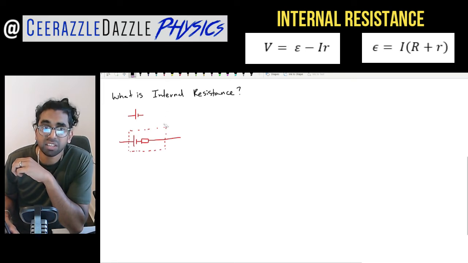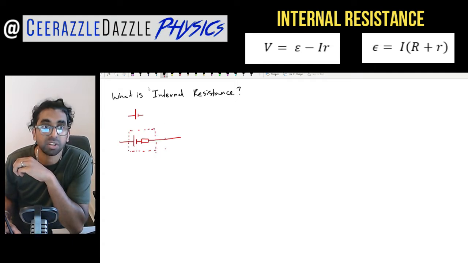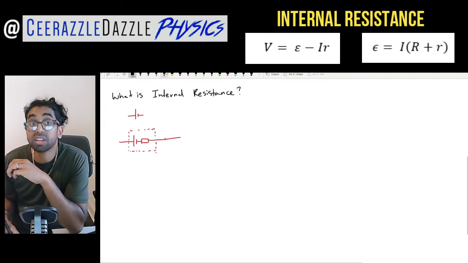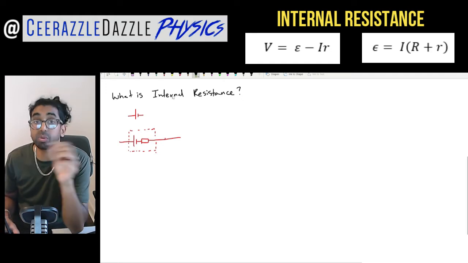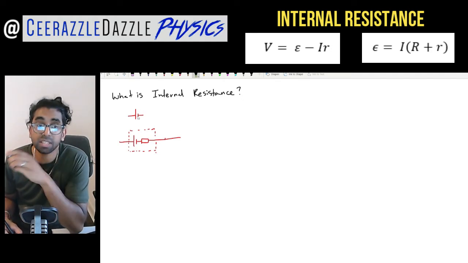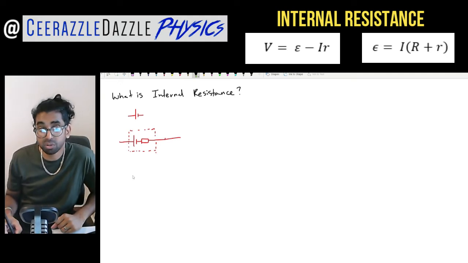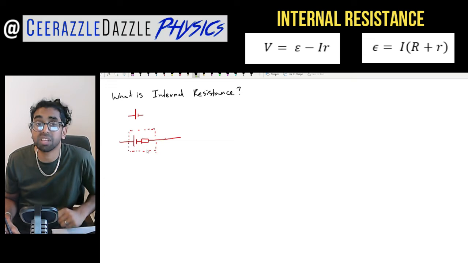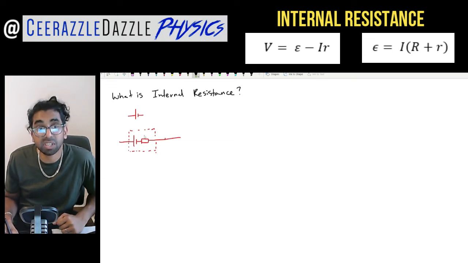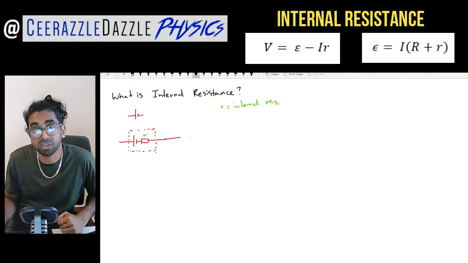As you can see, I'm just going to tidy this up a bit, because it's a bit messy over here. There we go, dash, dash, dash. So this is the correct diagram. Initially, you knew that a cell was like this, but within the cell itself, there is a source of power, and there's a little resistance within itself. That's going to be the internal resistance. Let's label this lowercase r. So r is going to be the internal resistance.